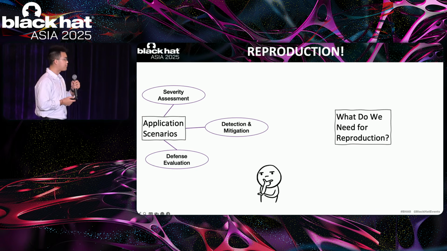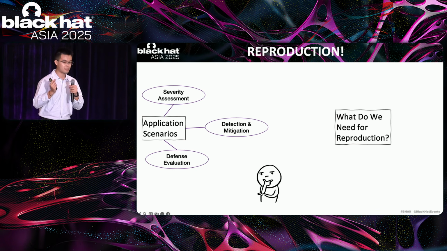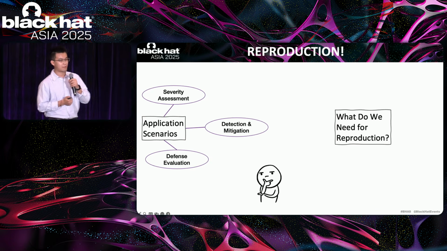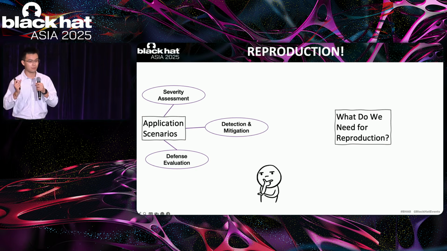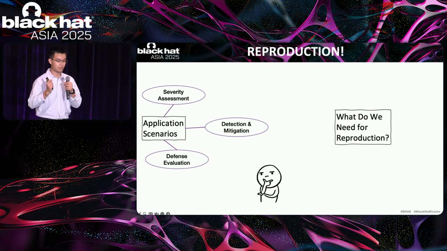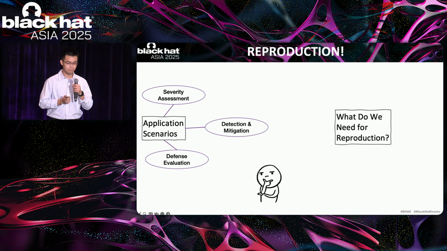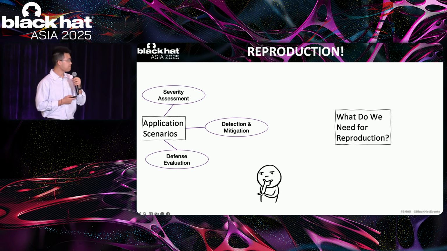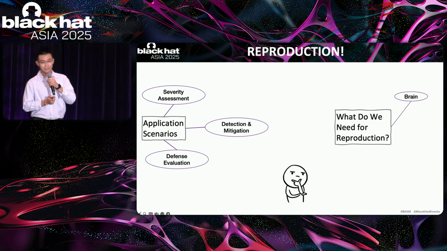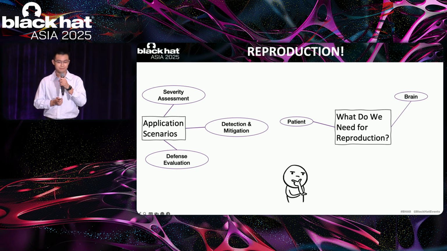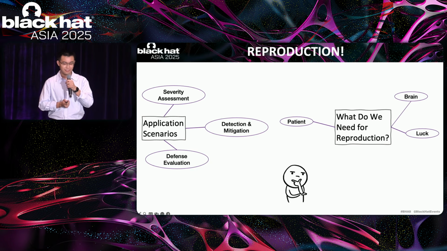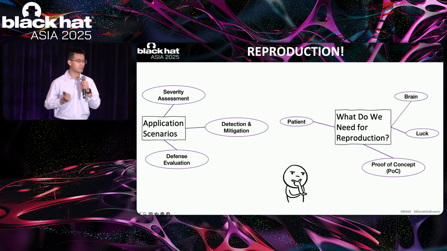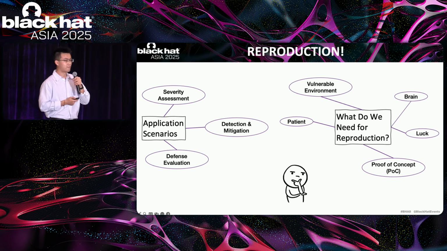Third, after you have a detection or defense mechanism, you need to evaluate whether it works. You can do it by reproducing the vulnerability. If you fail to reproduce it, then maybe your defense works. So what do we need for reproduction? Firstly, maybe your brain, your patience, and your luck. But actually, in reality, we need the proof of concept, or POC, and the vulnerable environment.